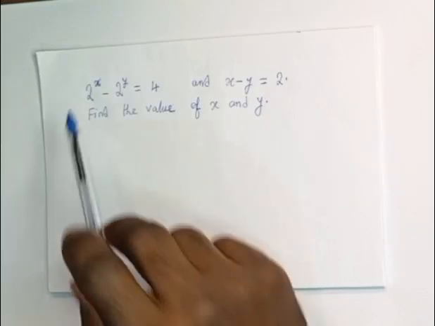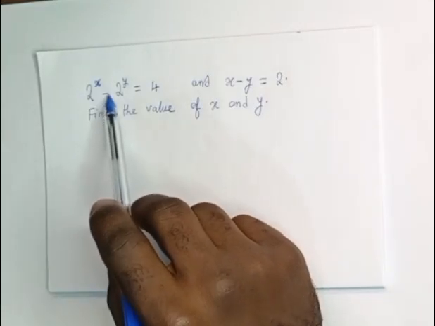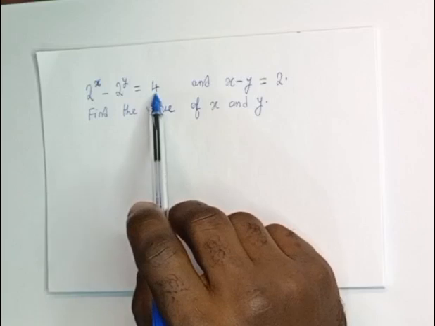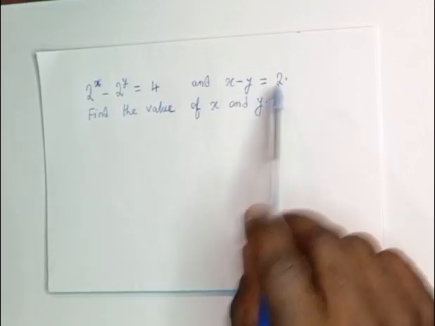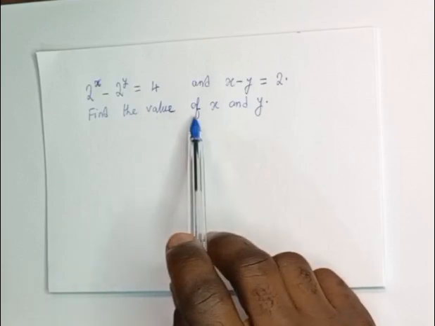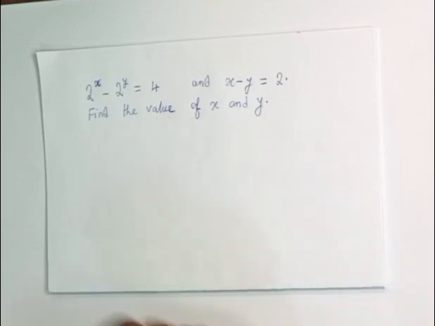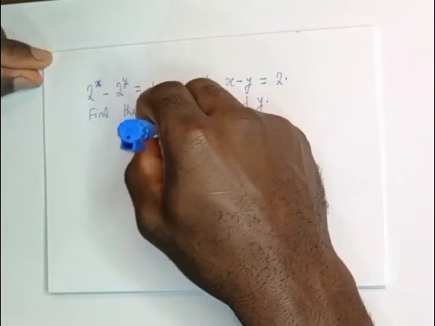Given that 2 raised to the power x minus 2 raised to the power y is equal to 4 and x minus y is equal to 2, find the value of x and y. Take down solution.